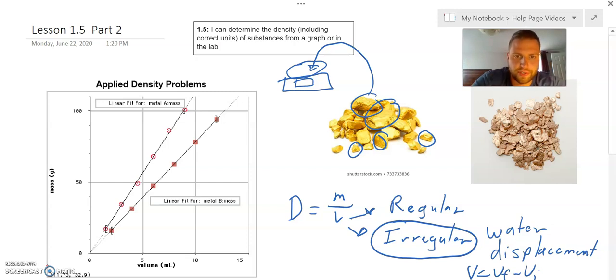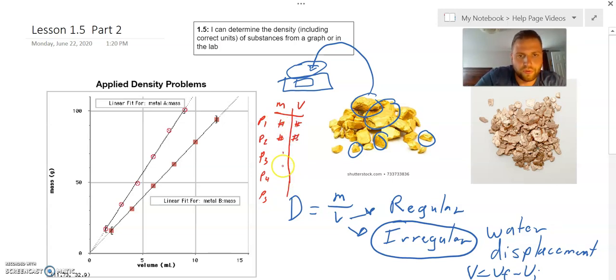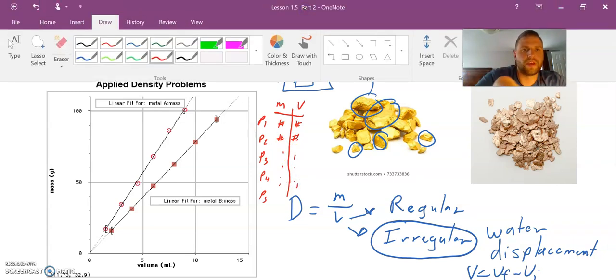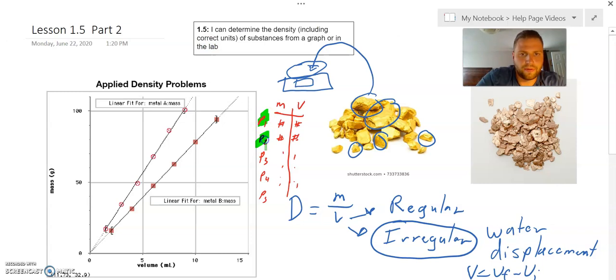So if we kind of visualize this, we found the mass and the volume for piece 1, for piece 2, piece 3, piece 4, and piece 5 of this gold substance. So you can imagine there's a number here, right? A number there. And so forth down the line. And what we can do is graph these individual points. So there's point number 1, there's piece number 2, piece number 3, 4, then that would be number 5.